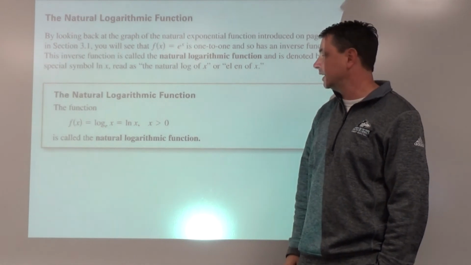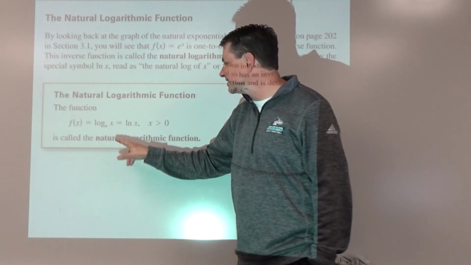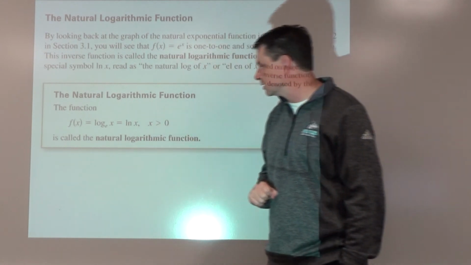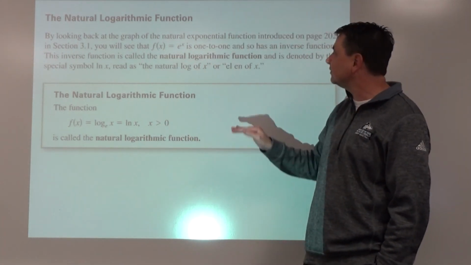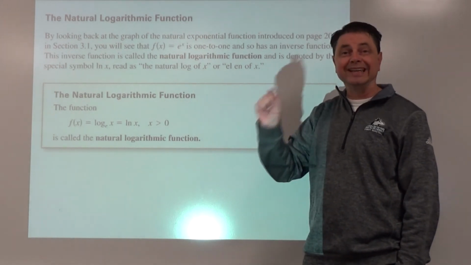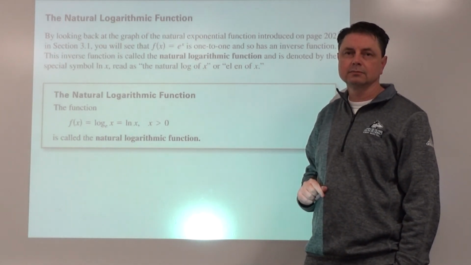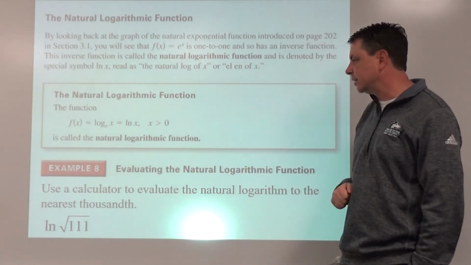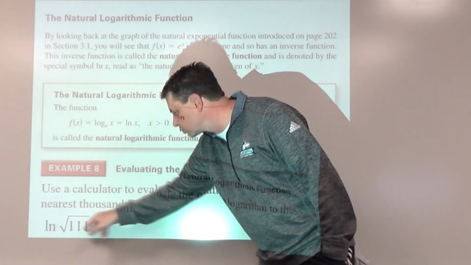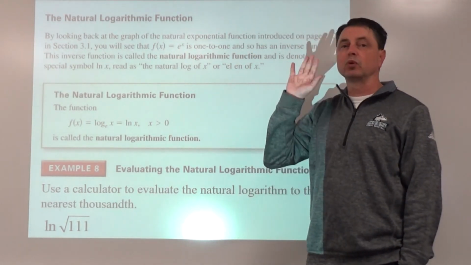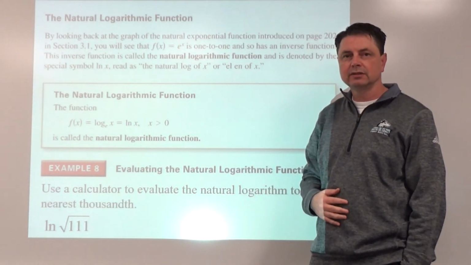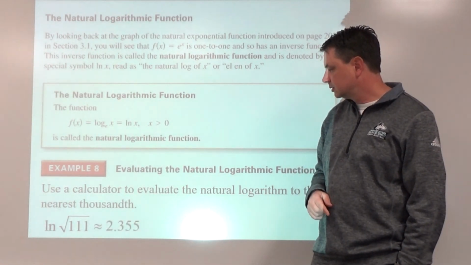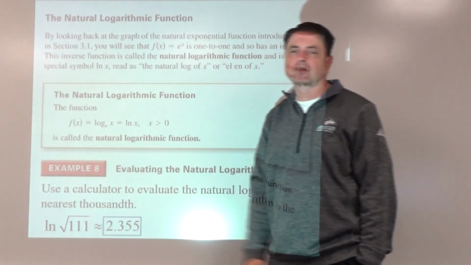That's why it's ln. So f of x equals ln, or the natural log of x, and x has to be greater than 0. And you have that button on your calculator, the ln button. So if we want to evaluate that, for example, number 8, the natural log of the square root of 111, just press the ln button, type in root 111, and you should get about 2.355.